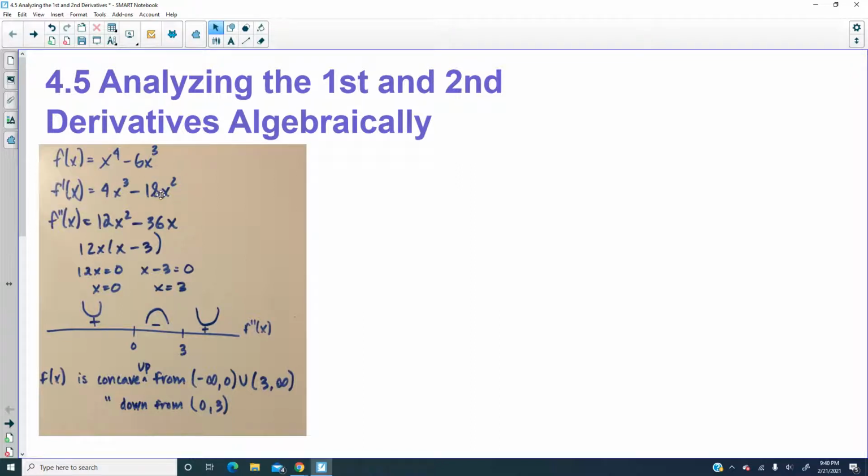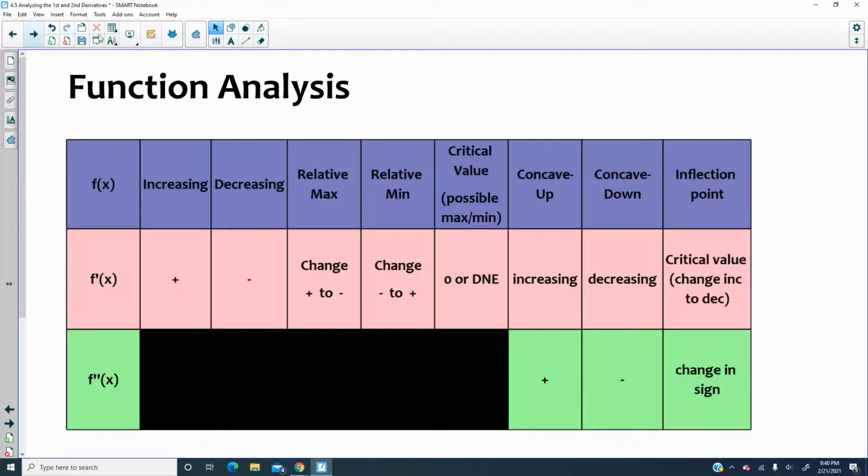Last time we analyzed functions using the graphs and features of those graphs. Well, now we're going to be using those same features, except we're going to be looking at them algebraically. So here is a reminder of the function analysis chart that we have built so far. These are the characteristics that we'll be looking for.